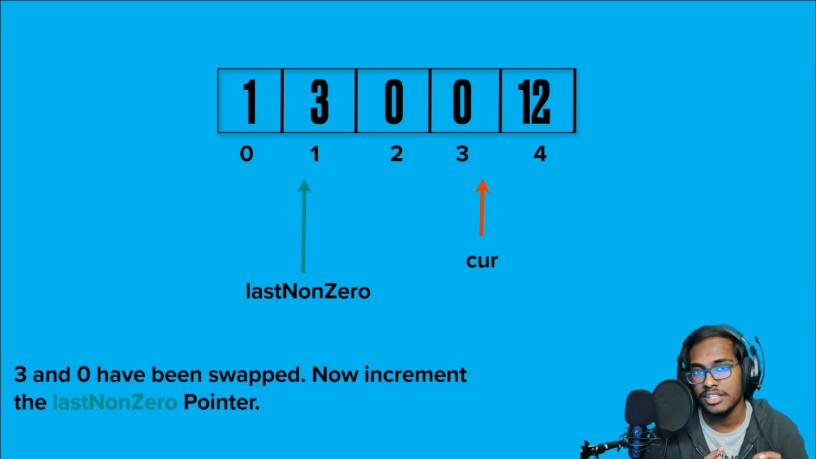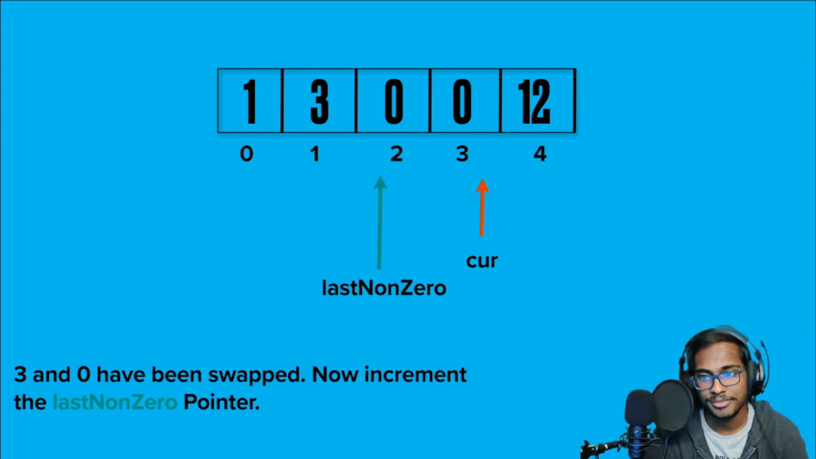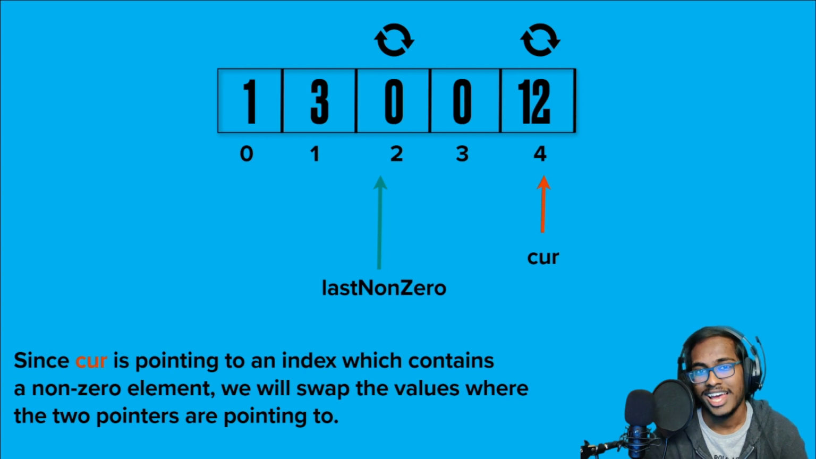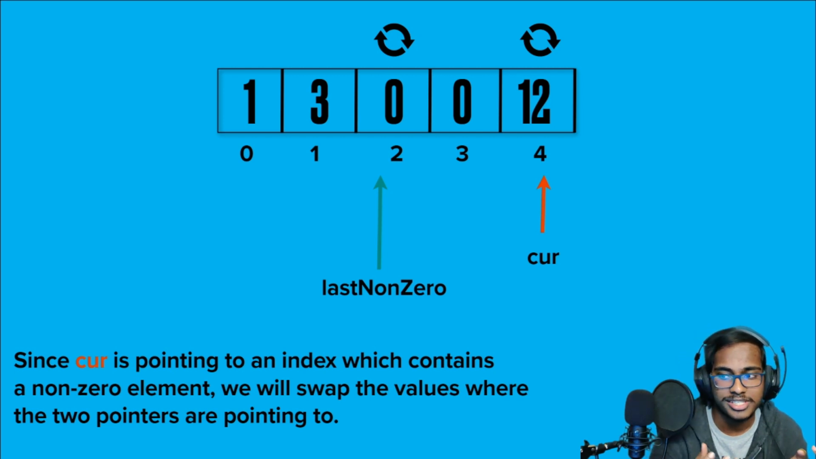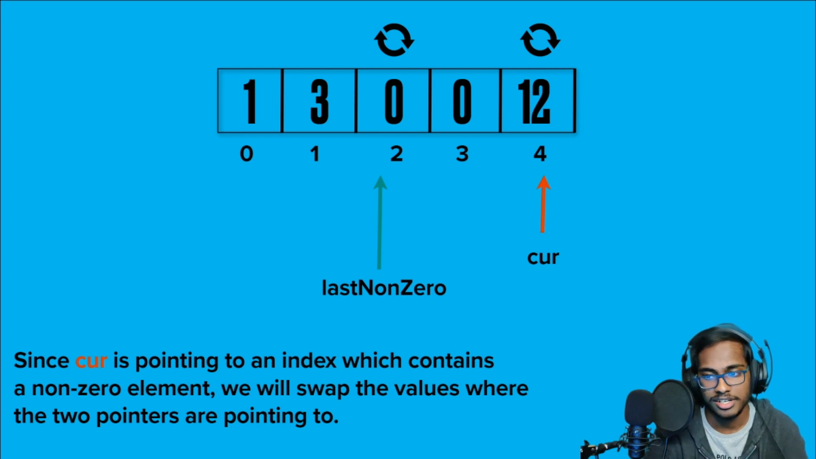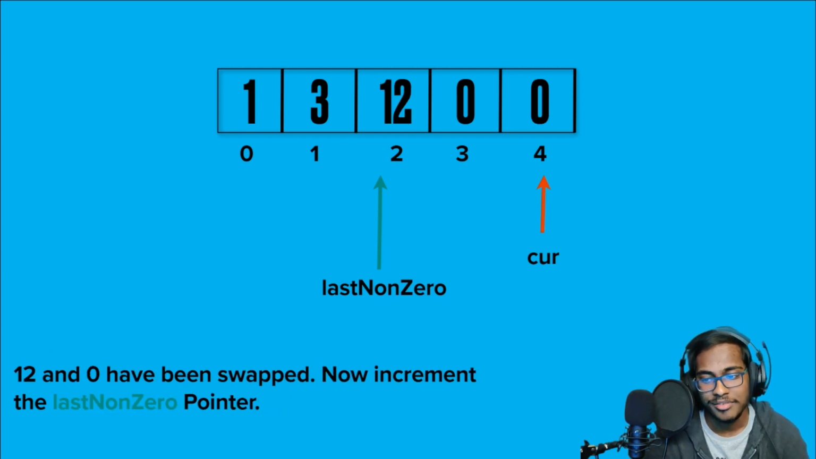So now we get 1, 3, 0, 0, 12. And what do we do next? We increment the last non-zero pointer. Easy, right? So what happens next? That's right, we increment cur. And it's again pointing to a non-zero element. So we are going to swap 0 and 12, which is where the pointers are currently pointing to. And then we increment the last non-zero pointer.